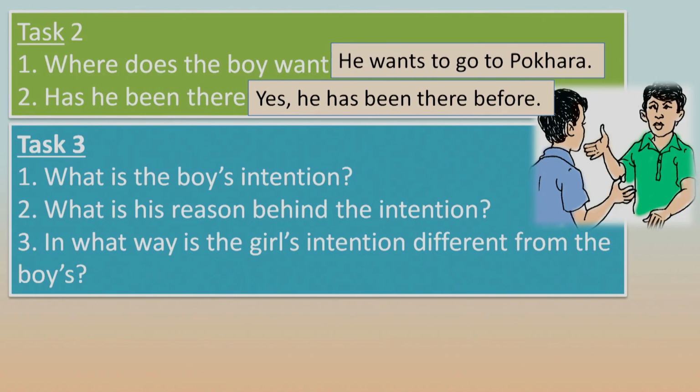Boy, I won't be coming back to school next year. Girl, why? Boy, I will be going to a school in the city. Girl, well, I'll be here until I complete my high school.